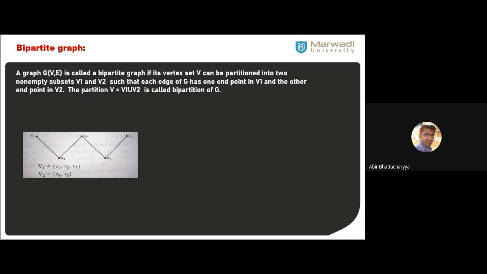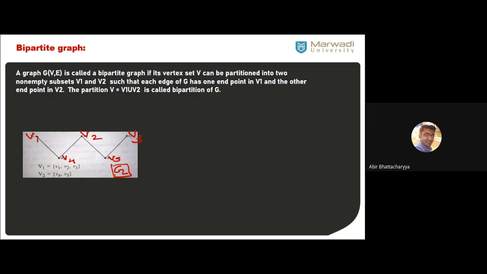Like here, if you observe, this is a graph G. How many vertices are there? Five vertices. You can say this is V1, V2, V3, this is V4, this is V5. Okay, five vertices are there.